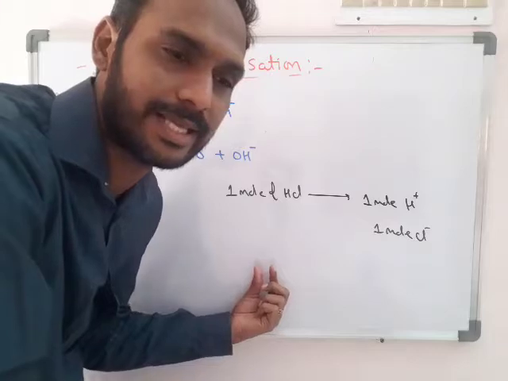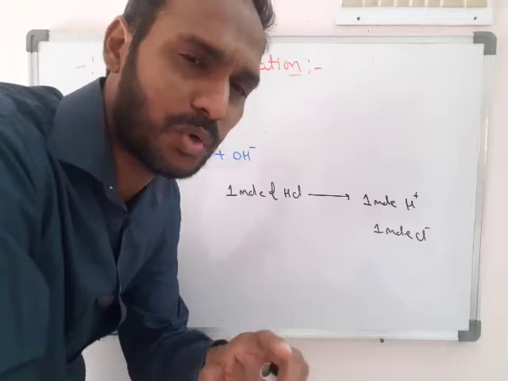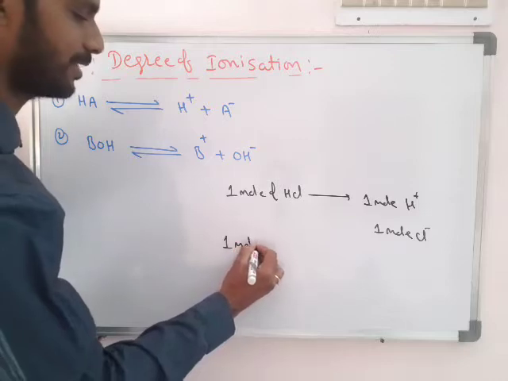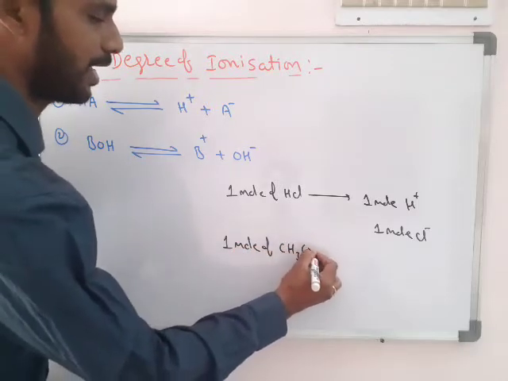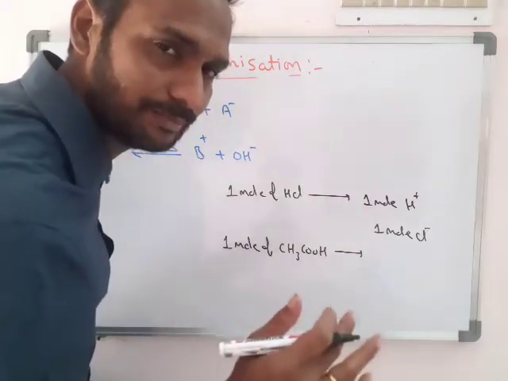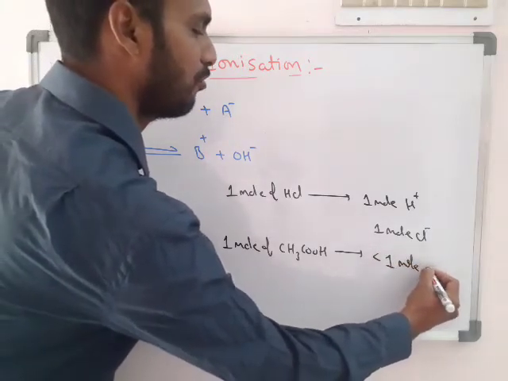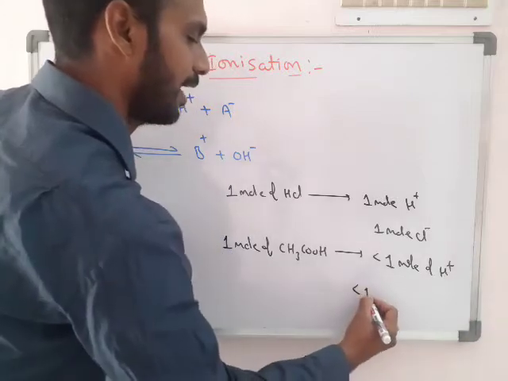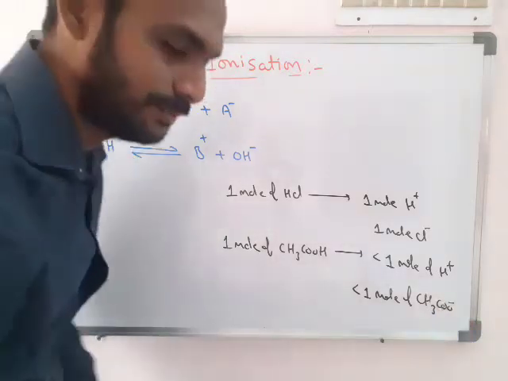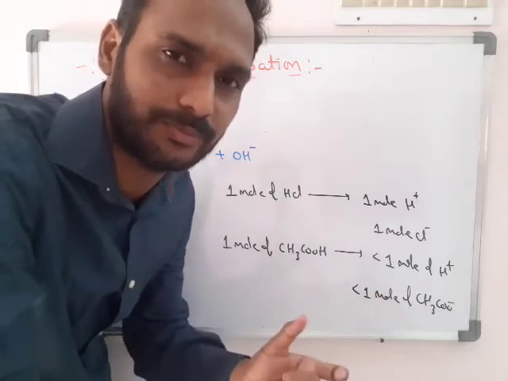Whatever acid is taken, it dissociated into H plus and Cl minus. If you take 1 mole of acetic acid, it dissociates to a very small amount. We can't say the exact value, but we can say less than 1 mole of H plus and less than 1 mole of acetate. Means the acid taken is not dissociated totally.